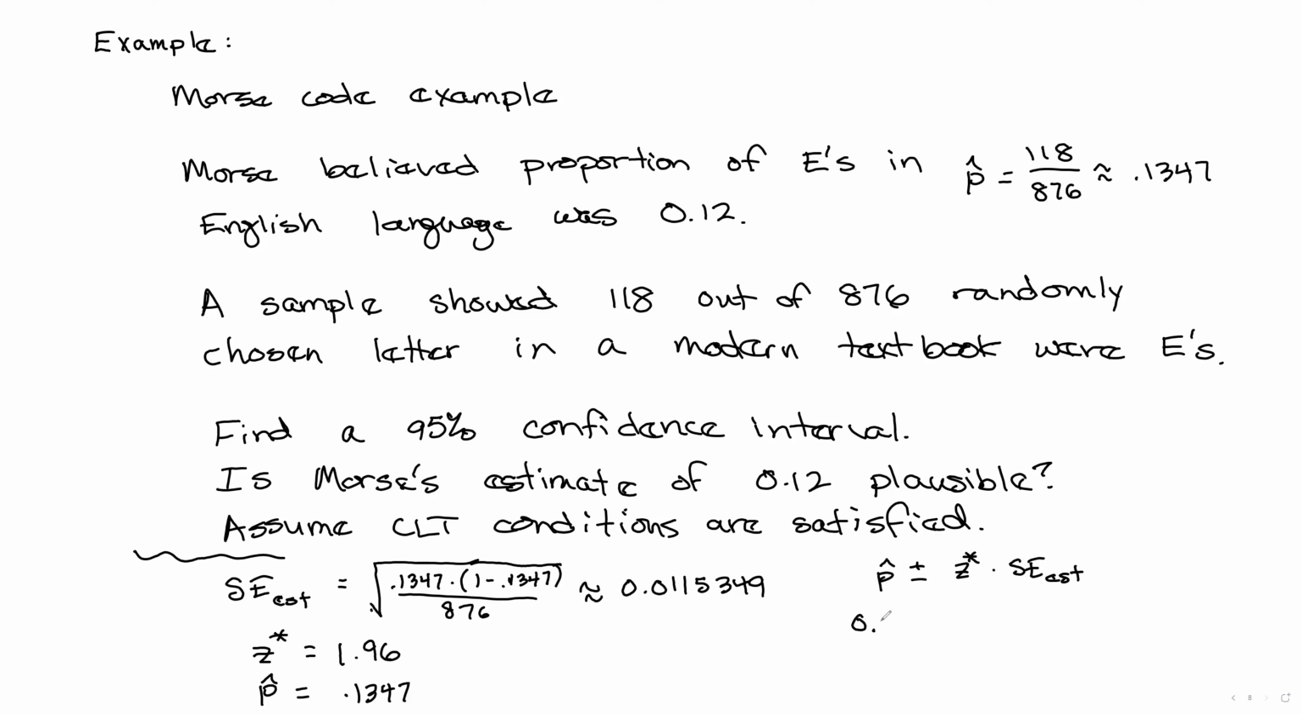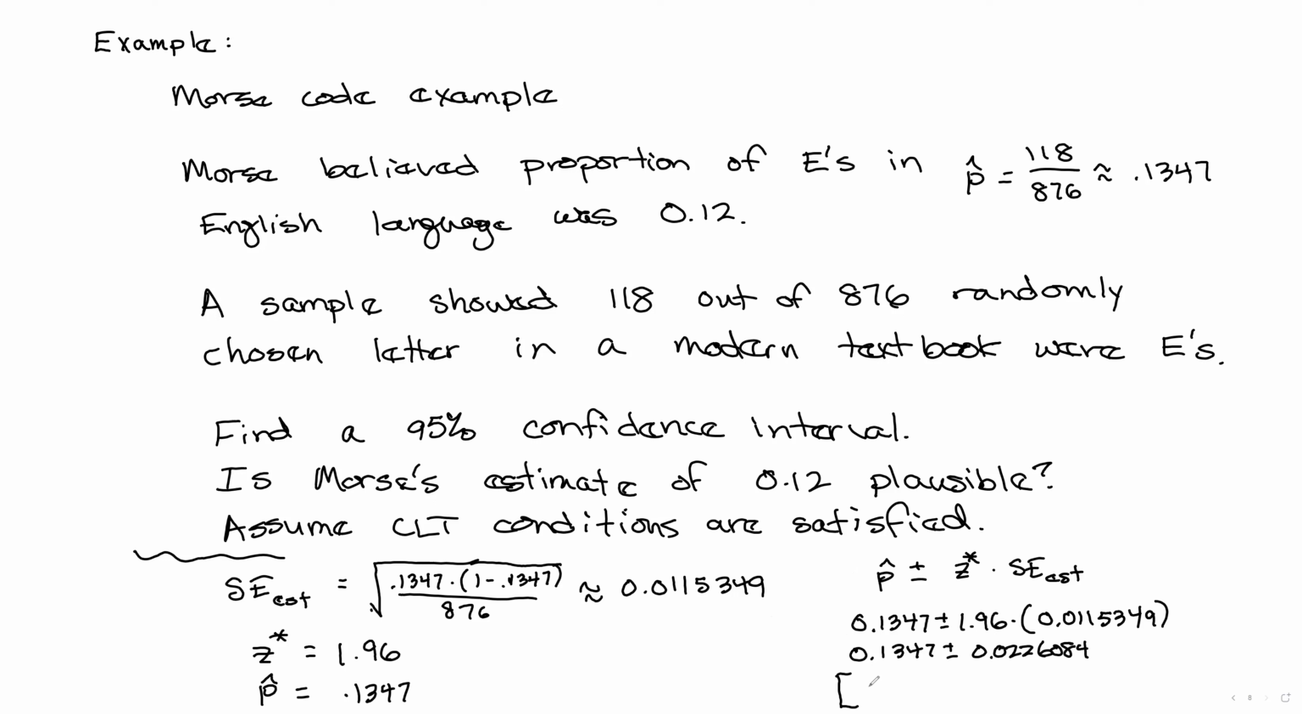and you're going to get 0.1347 plus or minus 1.96 times 0.0115349. So that turns into 0.1347 plus or minus 0.022. Can't read my handwriting. Looks like 0.0226084. All right. And then we can go through and add and subtract this to construct our interval.